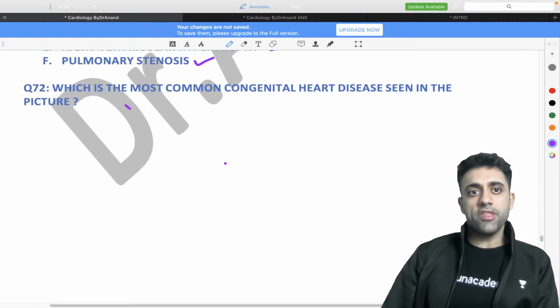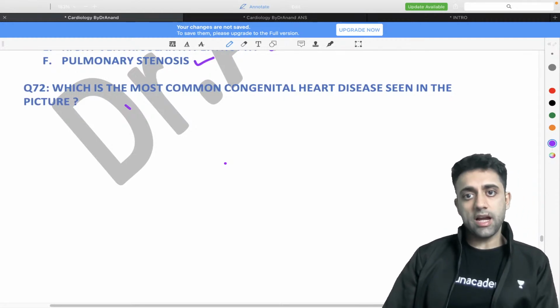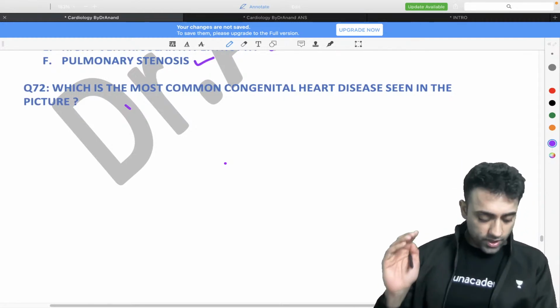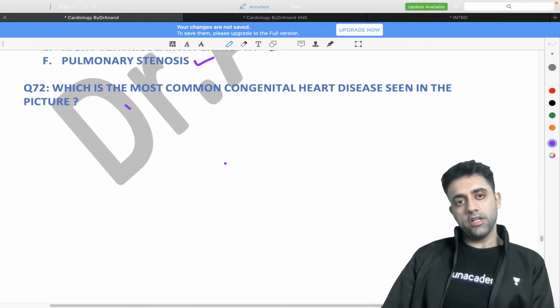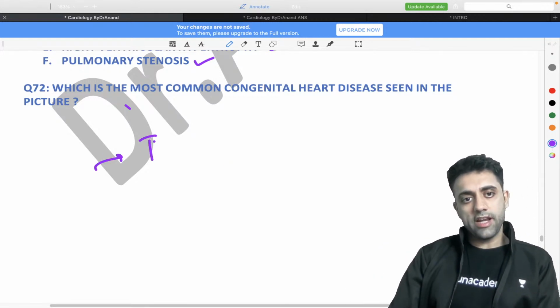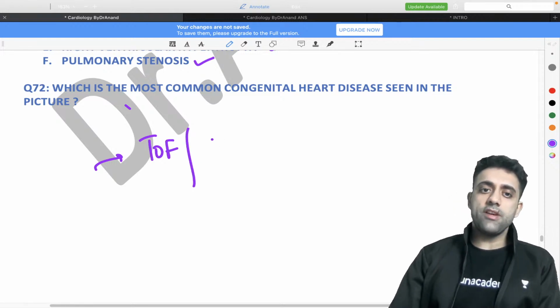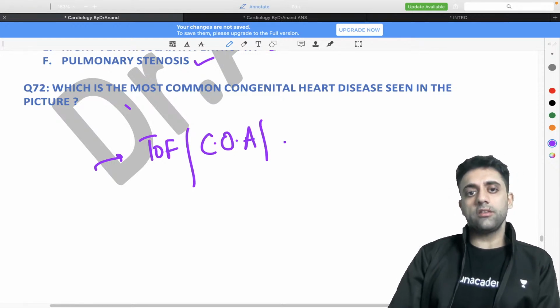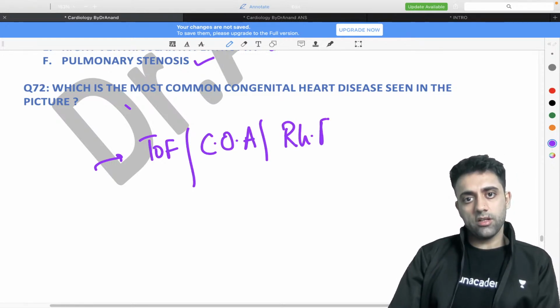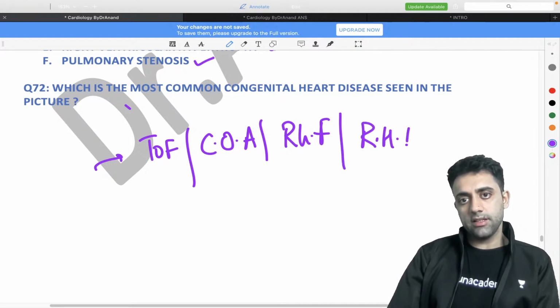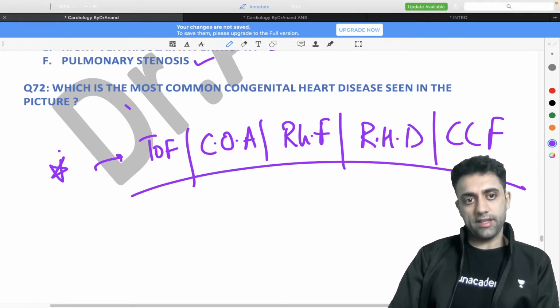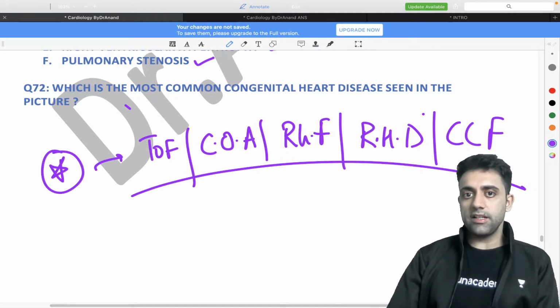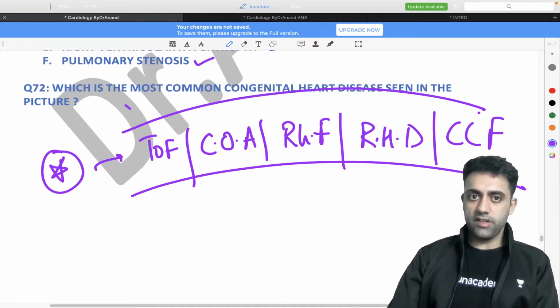Question number 72, which is the most common congenital heart disease seen in the picture? Which is the... one second, after cardio what are you going to teach? So dear, after cardio we are left with tetralogy of Fallot, then coarctation of aorta, then rheumatic fever, and then rheumatic heart disease and congestive cardiac failure. These are the lined up topics which we are yet to cover, and every single topic is important, and then our cardiology will get over.